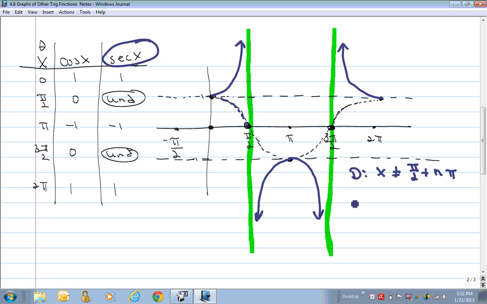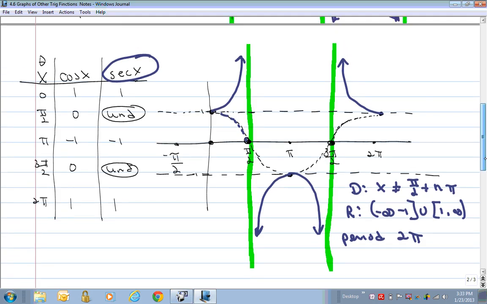That's your domain. Your range would go from negative infinity up to, in a parent function at least, up to negative 1. Or it would start at positive 1 and go to positive infinity. And that would be your range. And the period is the same as the cosine graph, which is 2 pi. So those are just some basic information about our graph.